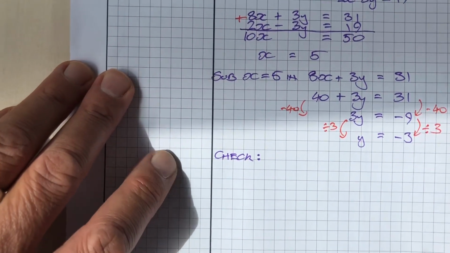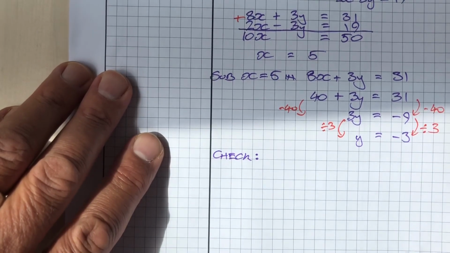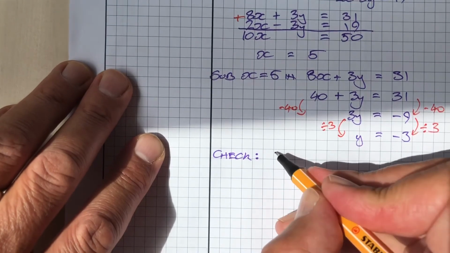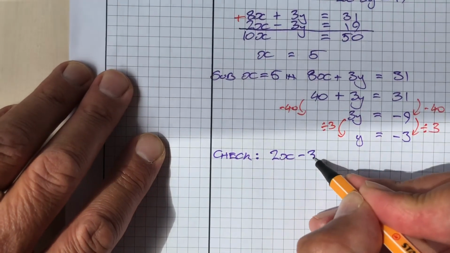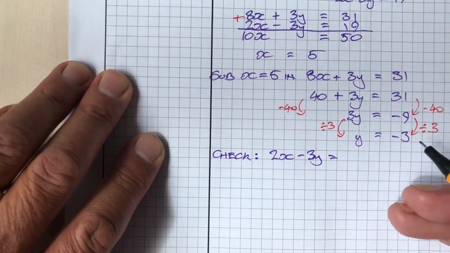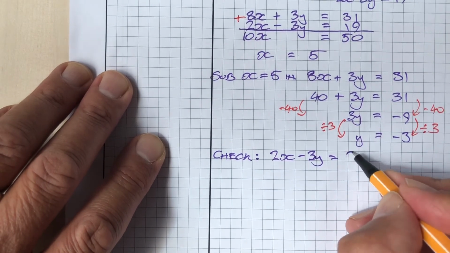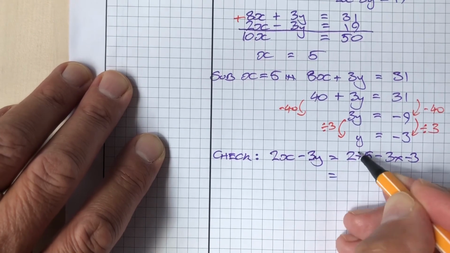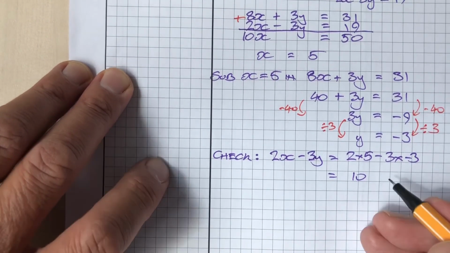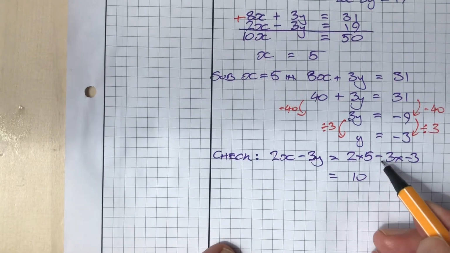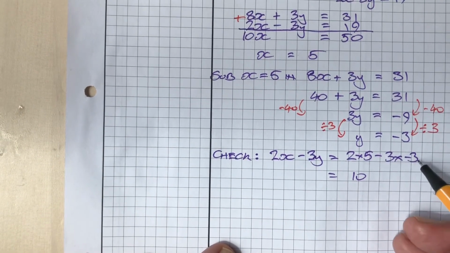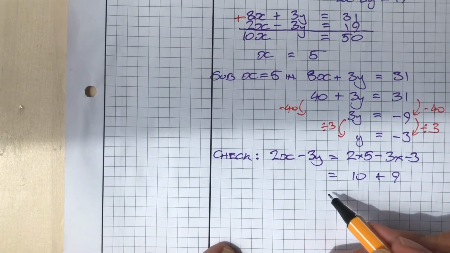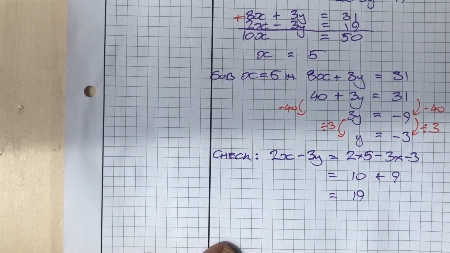Okay, it's well worth doing the check. You don't get any marks for it, but it does tell you if you've lost marks. Right, I'm now going to use the second equation. So 2x take away 3y. That's going to be 2 times 5, take away 3 times negative 3. 2 times 5 is 10. Negative 3 times negative 3. Well, 3 times 3 is 9. Negative times negative is positive. I get 10 add 9, and that is 19.